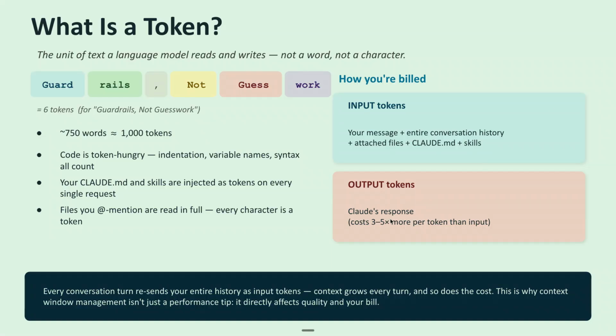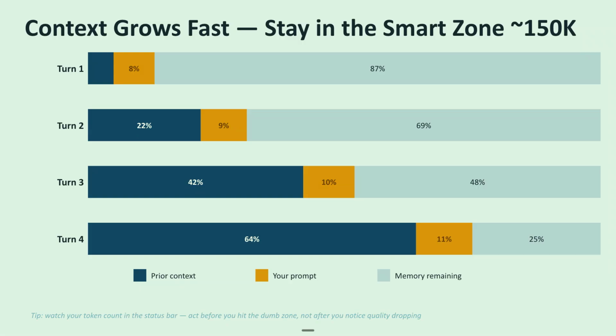So though your response costs about 3 to 5 times more per token, I find that the majority of my token cost is in input tokens and not when Claude replies to me. But that does affect how you're billing and also your context window. So I just wanted to note that too.